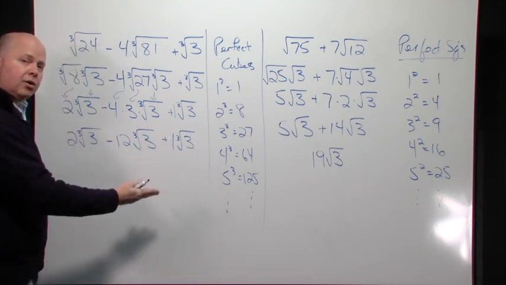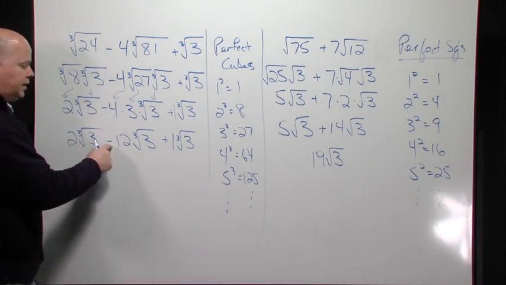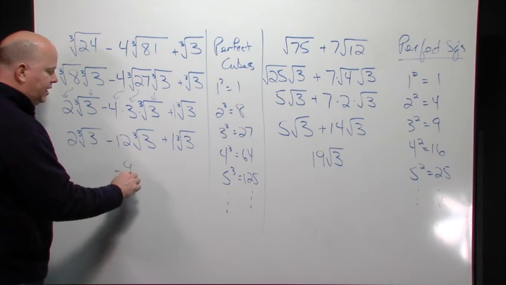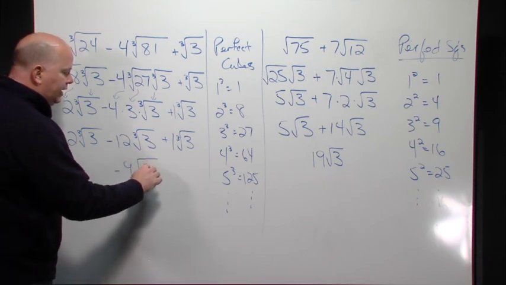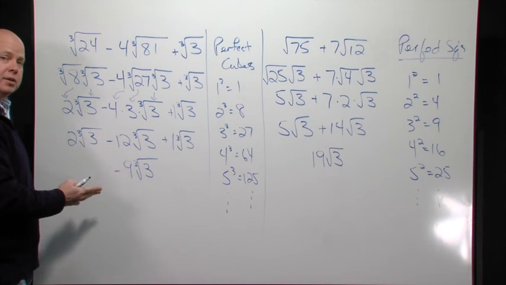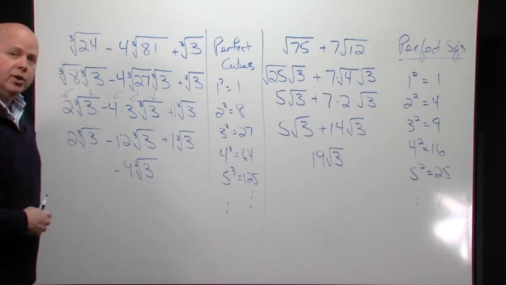When we combine all of those together, we have 2 minus 12, which is negative 10, plus 1, which would give us negative 9. So we have negative 9 cubed root of 3. And that's our simplification. Enjoy.